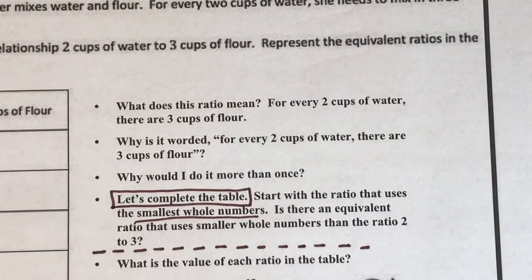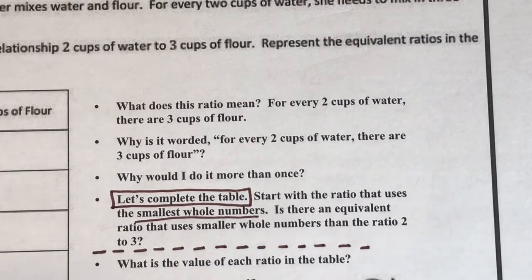So what does this ratio mean? For every 2 cups of water, there are 3 cups of flour. Well, that means that for every time we add 2 more cups of water, we're going to add 3 more cups of flour. Why is it worded for every 2 cups of water, there are 3 cups of flour? Well, it's worded that way because this suggests that we may be doing it repeatedly to make more than just the one batch.